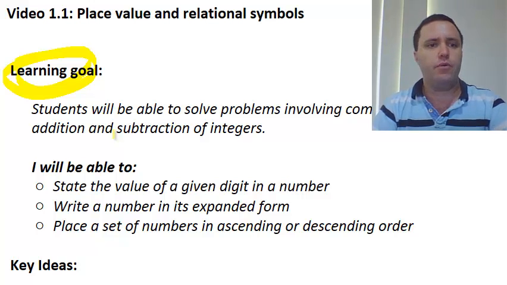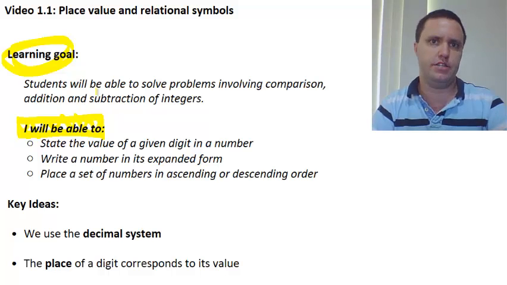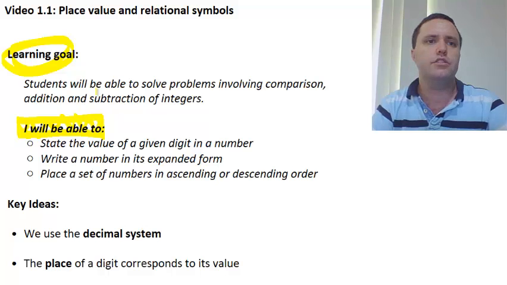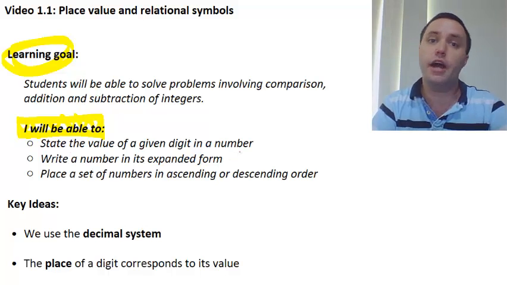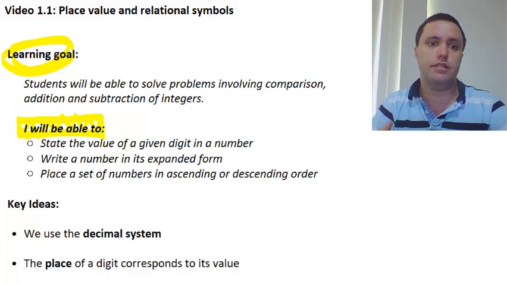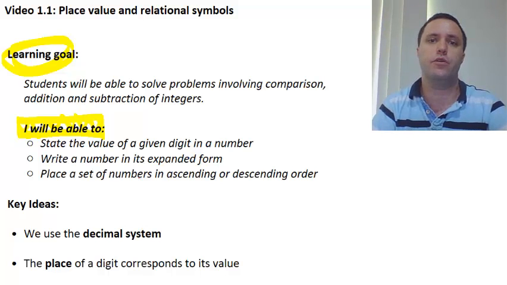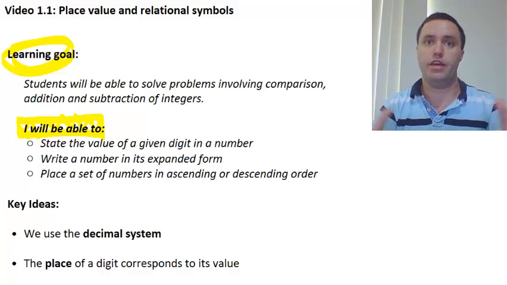And what you'll also see is "I'll be able to." These are the things that you want to be able to do once you've mastered this content. It helps you to get an idea of, do I understand this? So you'll want to be able to state the value of a given digit in a number, write a number in its expanded form, and place a set of numbers in ascending or descending order. That's what you're going to want to be able to do once you've finished this video and gone through the exercises.